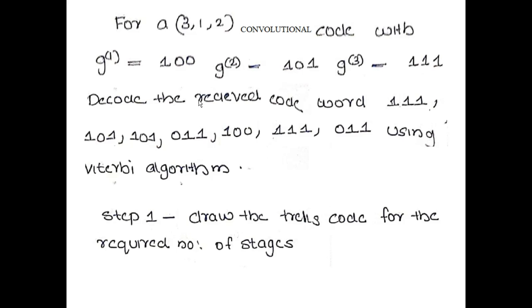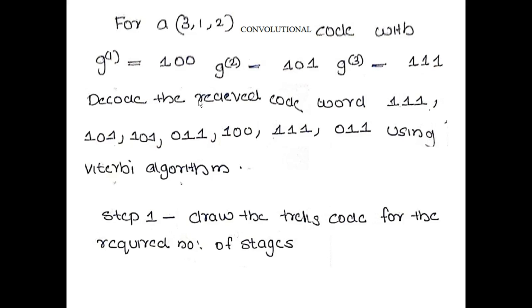In this Viterbi algorithm, the main thing is that it consists of two steps. One is the metric value assignment, and the second is the identification of the active path. So we can see how we can identify the active path and how we can represent the metric value of each node in this problem. Our problem consists of a 3,1,2 convolutional code, where g1, g2, g3 are all given.